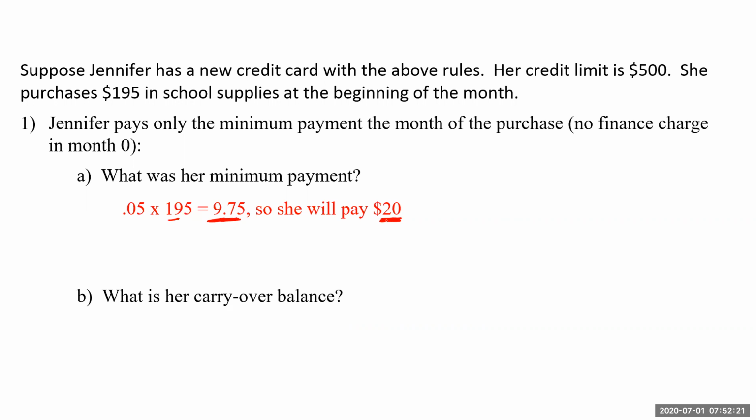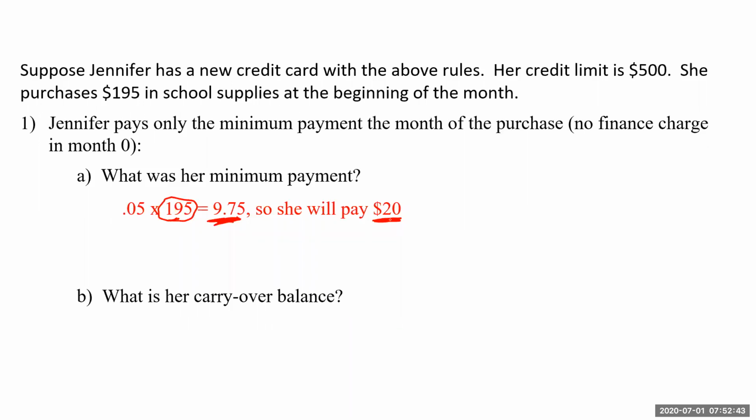So you're not forced to pay all the amount you spent. You can pay a minimum of that. But because the agreement says $20 or 5%, whichever is greater, and because this amount is less than the $20, Jennifer has to pay $20 to the credit card company.